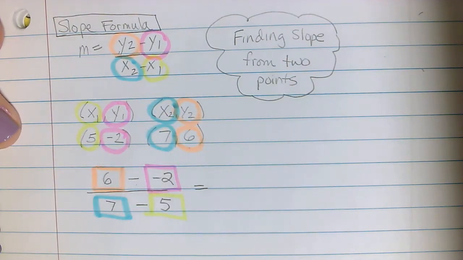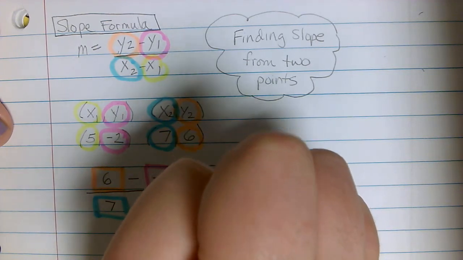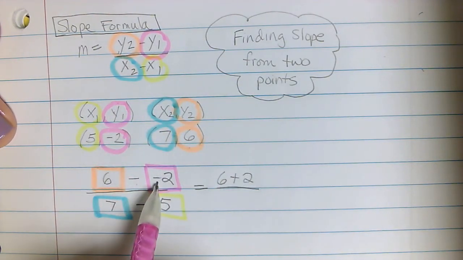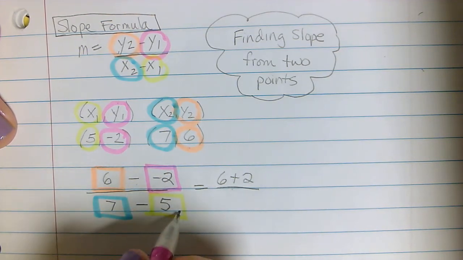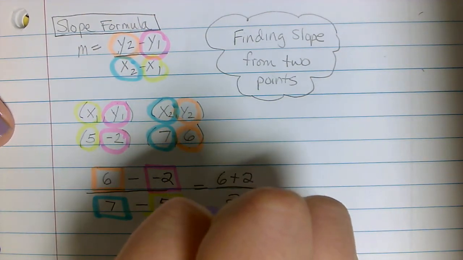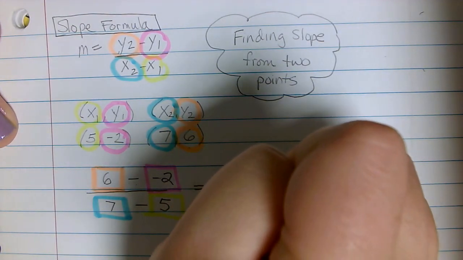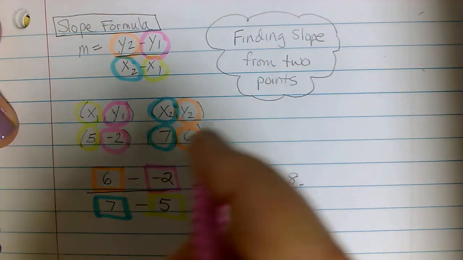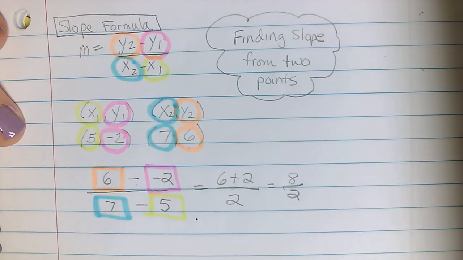So I have to actually do the subtraction. 6 minus negative 2 is going to turn into 6 plus 2 because every time I have a minus minus, they undo each other and become adding. 7 minus 5 is just 2, so my denominator is 2. So 6 plus 2 is 8. 8 over 2 is my slope. My rise is 8, my run is 2.